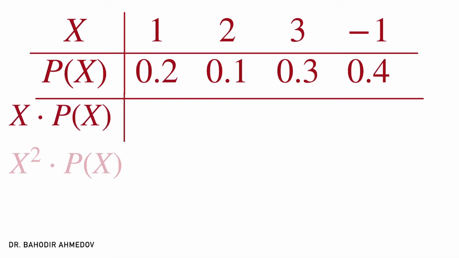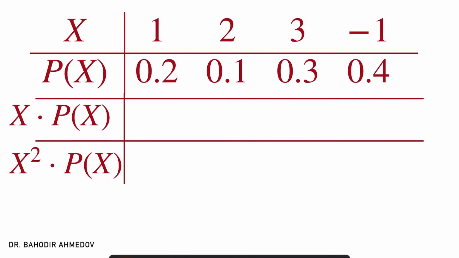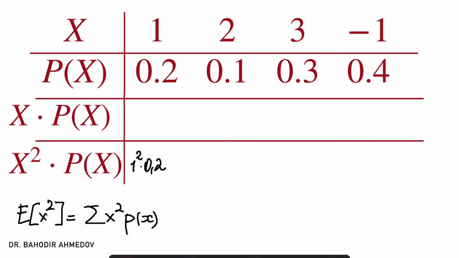In order to calculate the variance, we need another variable, so x squared times the P of x, because the expected value of x squared is going to be calculated as the summation of x squared times the P of x. So we have to multiply the probability of x by the square of x for each column. It's going to be 1 squared times 0.2, 2 squared times 0.1, 3 squared times 0.3, and minus 1 squared times 0.4.